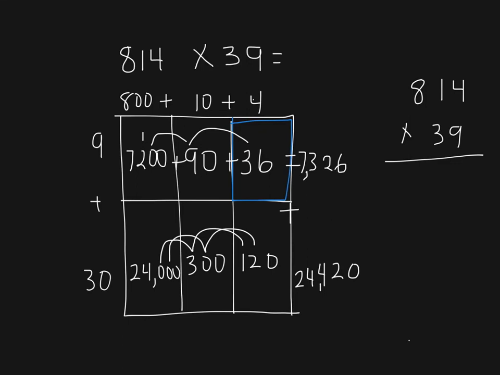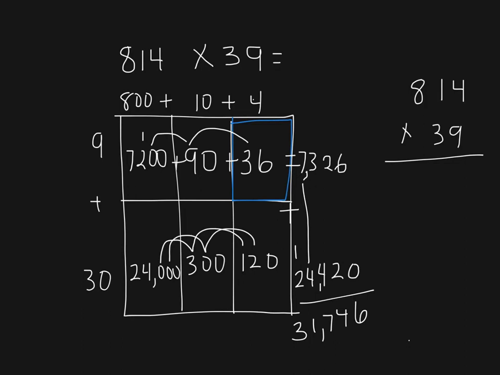Okay, and now I have to add from top to bottom. 6 plus 0 is 6. 2 plus 2 is 4. 3 plus 4 is 7. 7 plus 4 is 11. And that's 11,000, so I have a 1 in the 10,000s place. So I have 31,746 as my final answer.